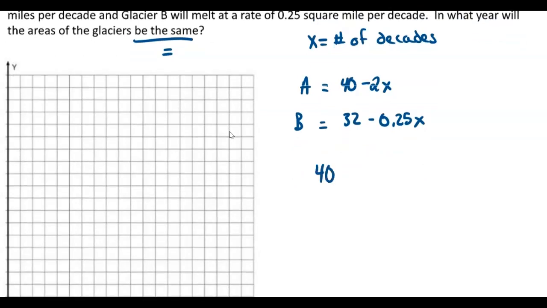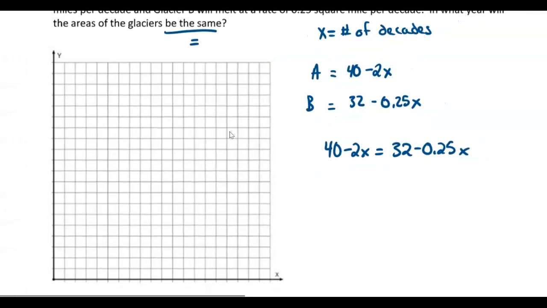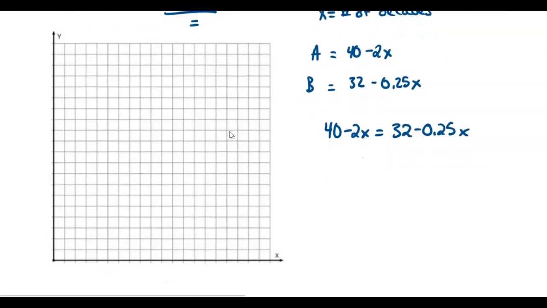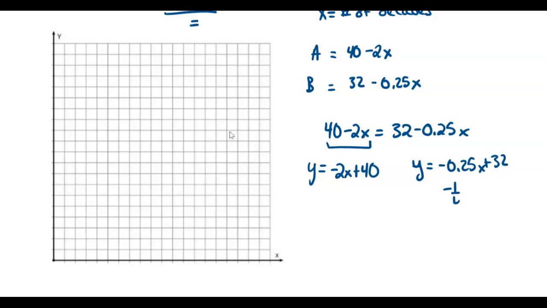So what we want to know is when will they be equal? So we can set them equal to each other, and that personally would be my preferred way to solve. But since I'm going to set them equal to each other, I'm just going to go ahead and graph them. So this side right here, I'm going to write negative 2x plus 40. And this side right here, I'm going to have negative 0.25x plus 32, or that's negative 1/4 x plus 32.